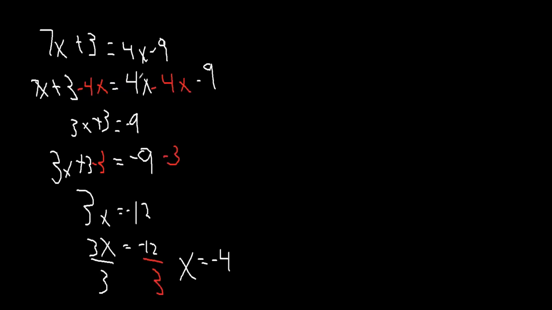So this is pretty straightforward to follow. All you have to remember is to collect the like terms. So we had 7x and 4x and 3 and 9. So collect the like terms and balance the equation, and that's how you'll isolate the variable.